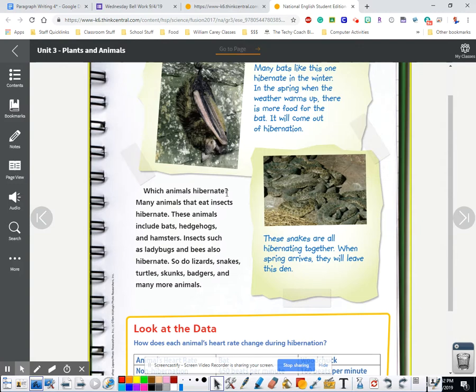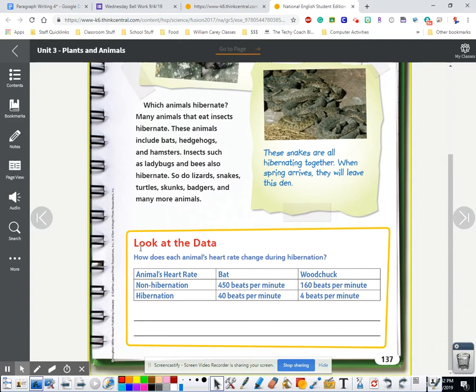Which animals hibernate? Many animals that eat insects hibernate. These animals include bats, hedgehogs, and hamsters. Insects such as ladybugs and bees also hibernate. So do lizards, snakes, turtles, skunks, badgers, and many more animals. So it says, look at the data. How does each animal's heart rate change during hibernation?